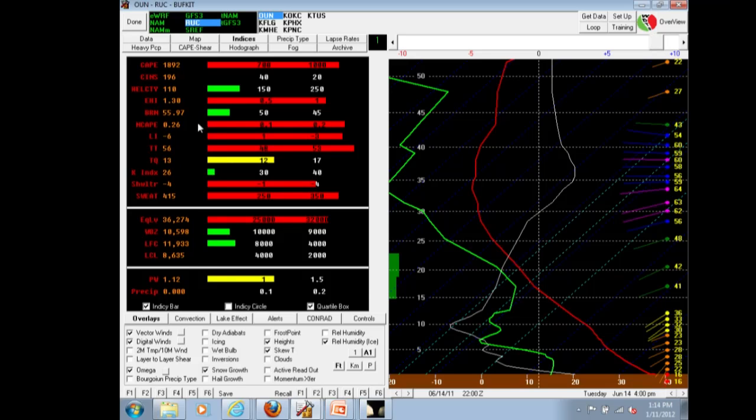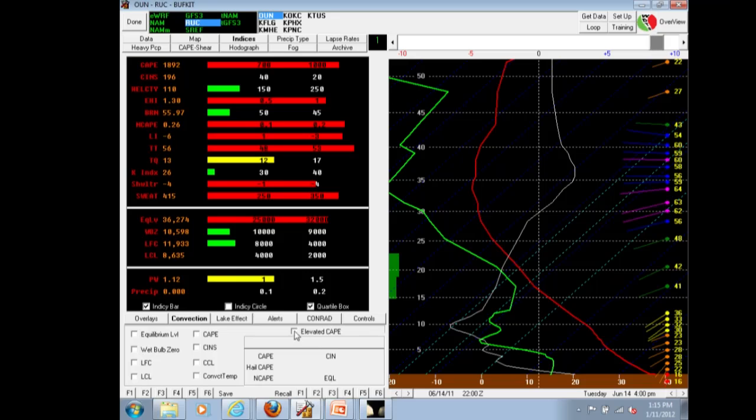I'm not going to go through all of these here, but notice down here is LCL. It's so high it's not even colored. So it's basically nothing right there. PW. And let me go ahead and draw elevated CAPE. Let's turn on CAPE. Let's turn on LCL, LFC. You notice the labels coming up? Okay. Yeah, I could use convective condensation level, but I don't think so.